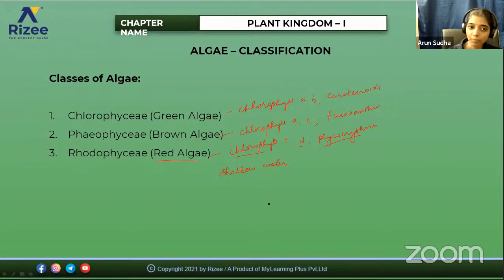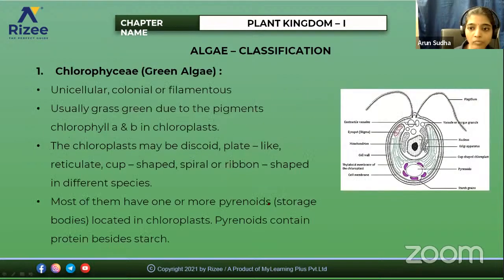These are about Chlorophyceae, Phaeophyceae, and Rhodophyceae. So we'll see in detail. The first category is Chlorophyceae, or green algae. They are unicellular, colonial, or filamentous. We saw examples for unicellular algae, that is Chlamydomonas, Chlorella, and Acetabularia, and in colonies, for example Volvox, or they may be filamentous. They are usually grass green due to the pigments chlorophyll A and B in chloroplasts.